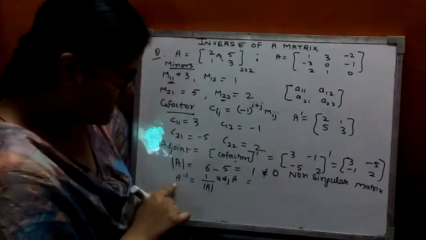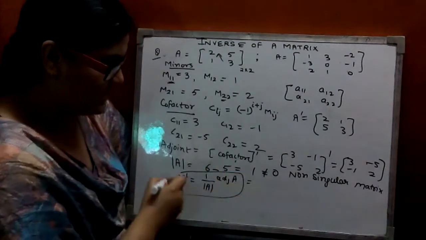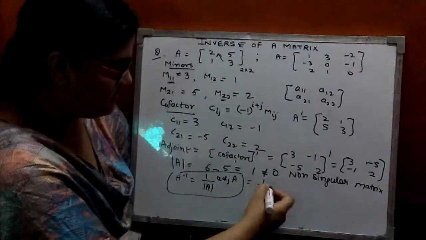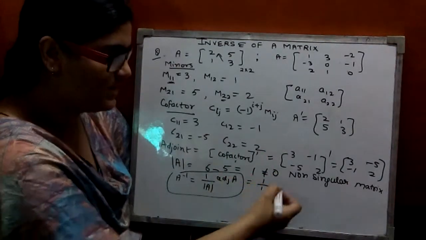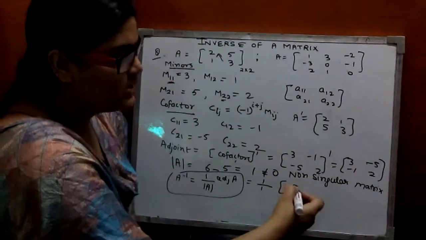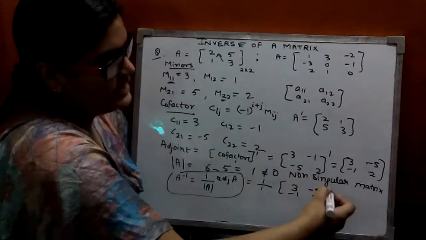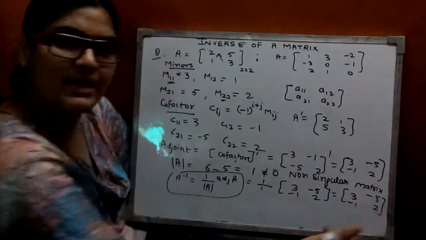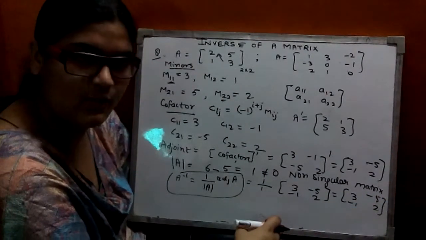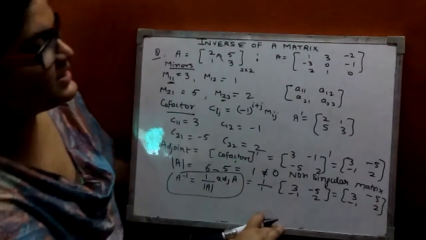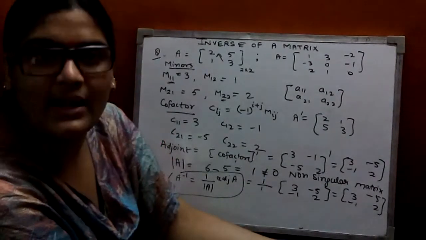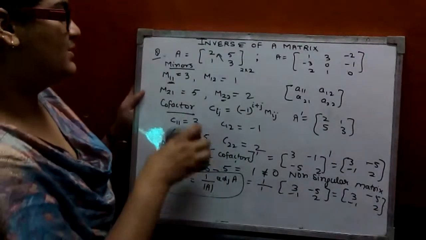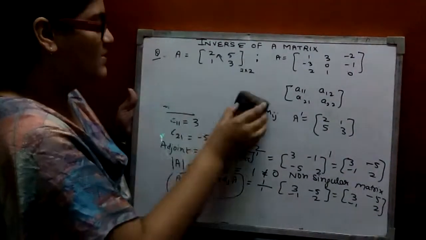Exactly. So the formula for A inverse is this. Now substitute all the values which you have found previously. The determinant of A is 1. The adjoint of A is this. So our inverse becomes just the adjoint of A, as the determinant is 1. Okay, I hope you understand. This is the inverse of a 2 by 2 matrix. Now we will proceed with our next example, which is a 3 by 3 matrix.